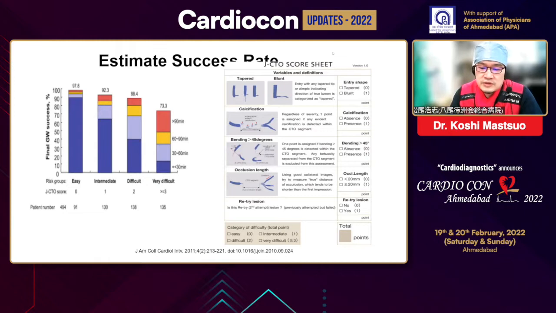Before starting CTO procedures, you should estimate the success rate. This is the JCTO score. Maybe you know. We can estimate the success rate using this score. A high score case is a difficult case and frequently requires the retrograde approach. A JCTO score over 3 is very, very difficult.